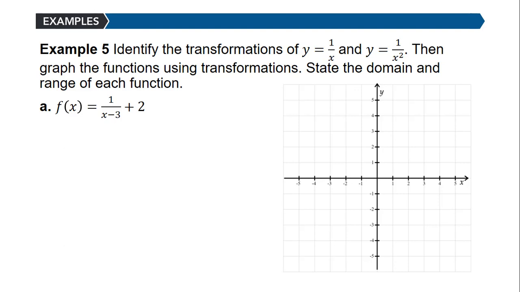So in this example, we want to identify the transformations of 1 over x and 1 over x squared, graph the functions using the transformations, and state the domain and range of each function, along with the equations of the vertical and horizontal asymptotes. So we have the function f of x equals 1 divided by the quantity x minus 3 plus 2. So the first thing that I would observe is that there is an inside change. When I say inside, there's something attached to the x at minus 3. And remember that when something's attached to x, that's going to shift it left or right. Because it's minus 3, it's going to shift it right 3.